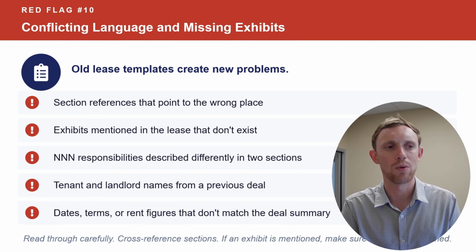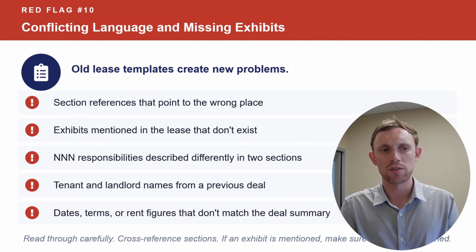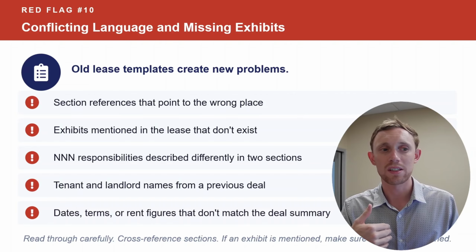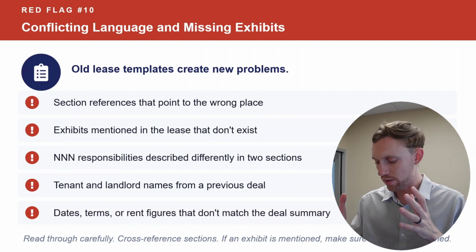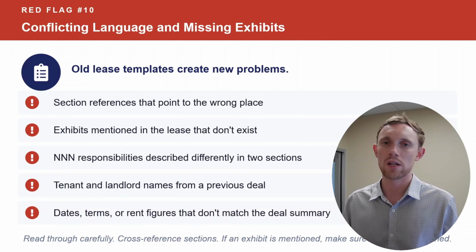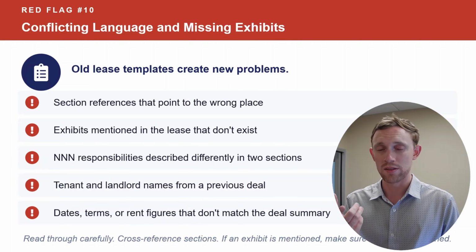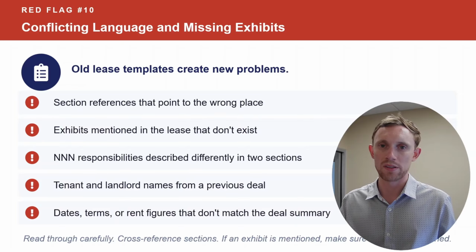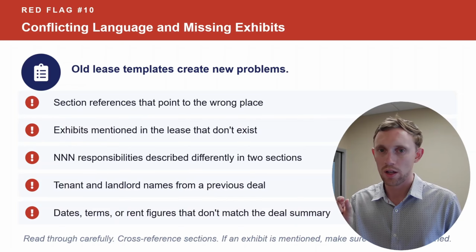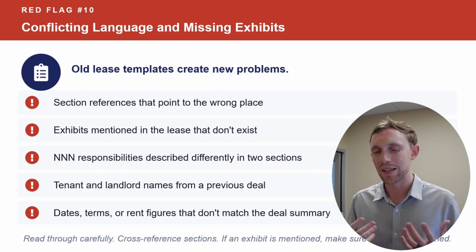And finally, number 10, red flag. And this isn't maliciousness, but it just happens. Watch for conflicting lease language or missing exhibits. Remember, this landlord, they probably have multiple properties. They probably have multiple tenants. Maybe they've been doing this for years and years. And maybe that lease template is years old. So all they're doing when you come to sign a lease is they're taking an old lease template and they're changing some of the details and they're giving it to you. And that leads to a lot of errors.